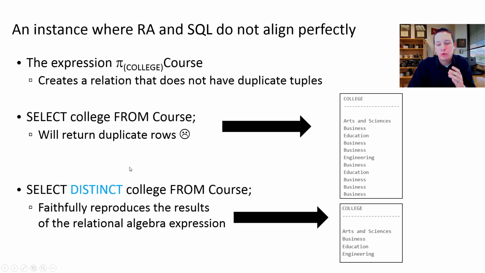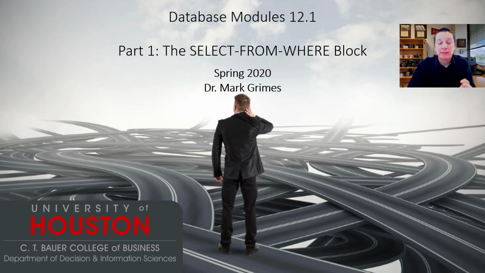But if we wanted to faithfully represent what the relational algebra operationalization of this query would be, we can use the DISTINCT keyword and say SELECT DISTINCT college FROM course, and then we get the exact same thing we expect from the relational algebra. All right, so that's it for our first video from module 12.1. In the next video, we're going to extend the select from where block with some additional operators.